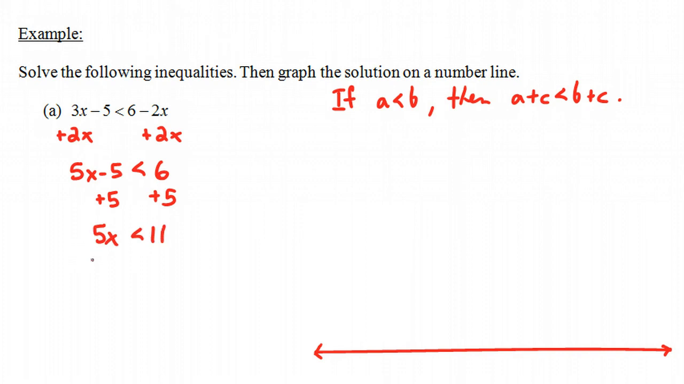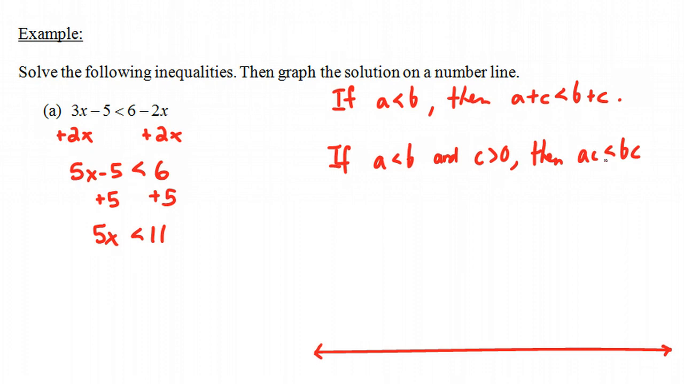Now, in this type of situation, you might think, oh, okay, the next step is to just divide by 5. Well, remember, our principle that we had in the previous video said that if A is less than B and C is greater than 0, then AC is less than BC. So if you multiply both sides of an inequality by a positive constant, you'll still get a true inequality.